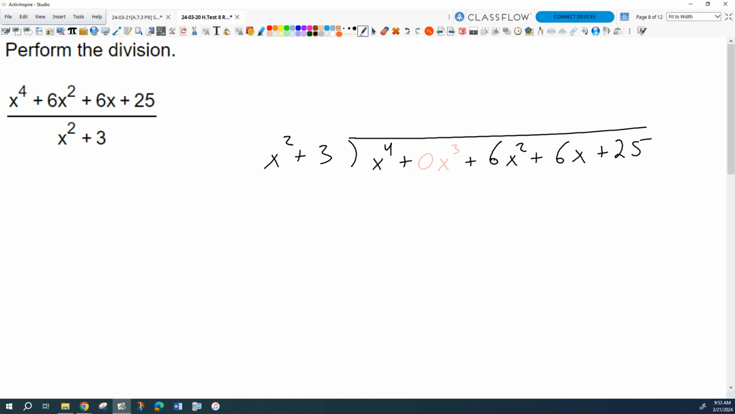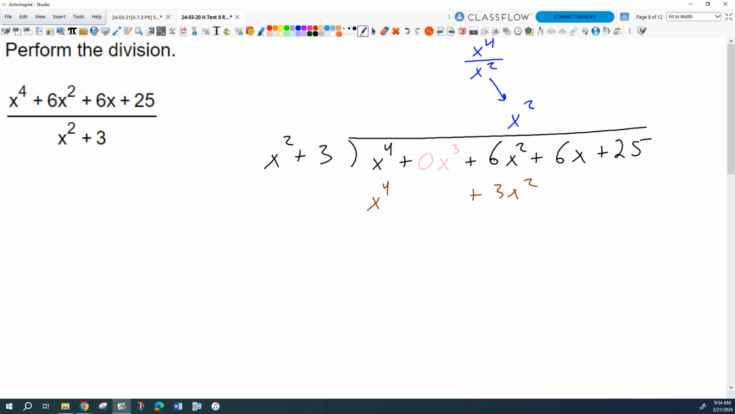So what is the first term in my answer? X squared, exactly, because I'm going to take the first term inside divided by the first term outside, and that gives me x squared, right? So now what do I do? Distribute, good. I'm going to multiply, so that gives me x to the fourth plus 3x squared.